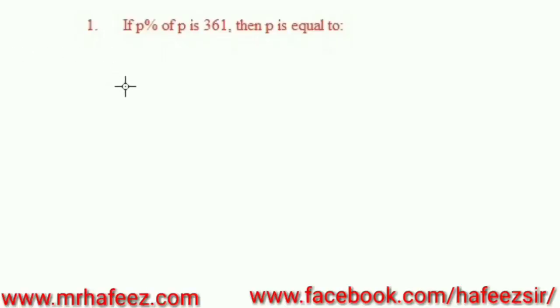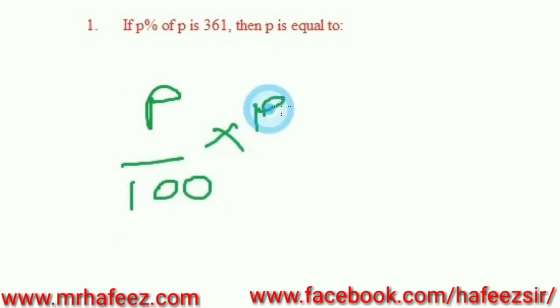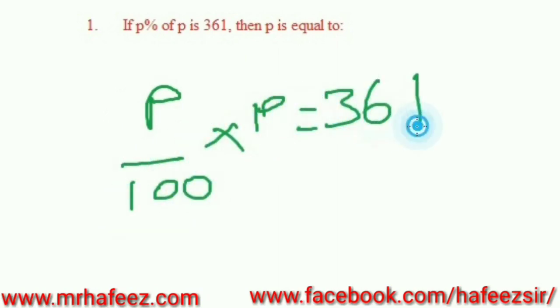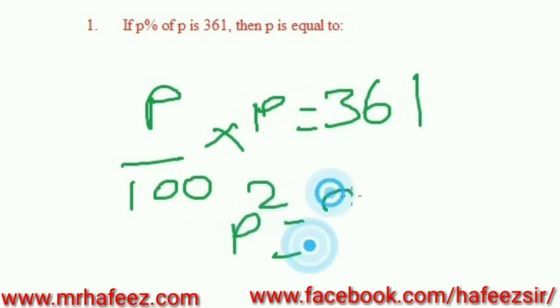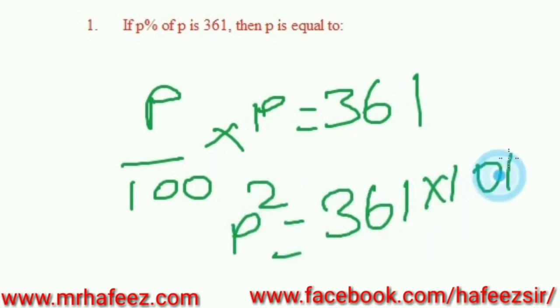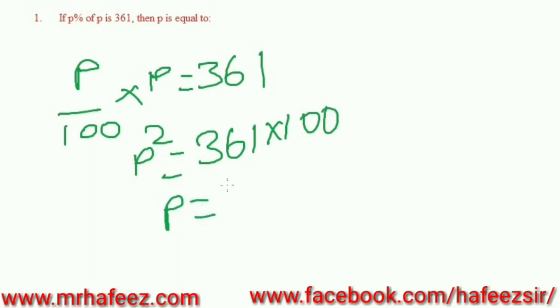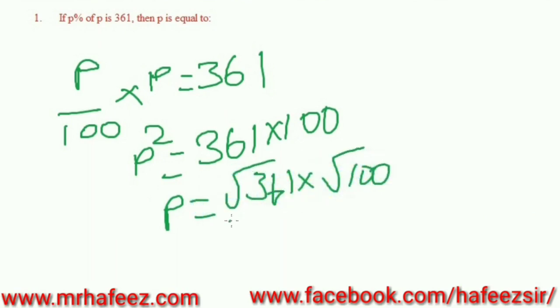If p% of p is 361, then p is equal to? Then p% of p means p by 100 into p equals 361. P square equals 361 into 100. P equals root 361 into root 100, which equals 190. That's it.